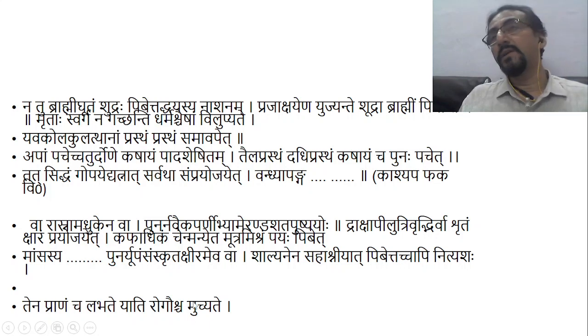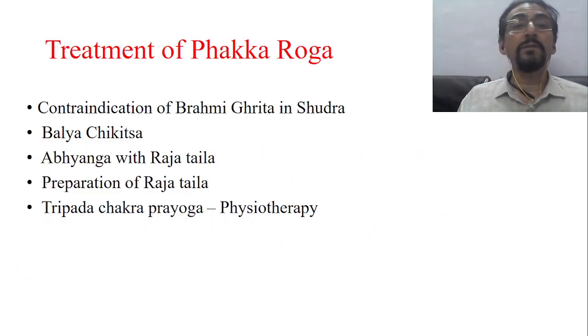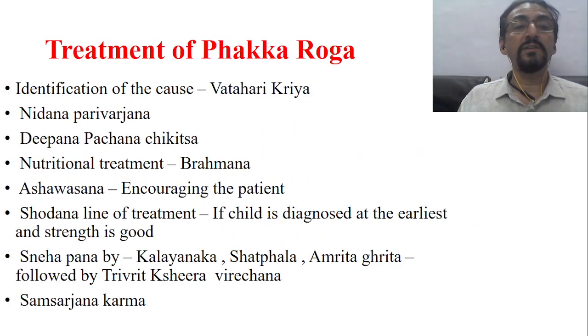So like this, for Kafadika Phakka Roga, Pittadika Phakka Roga, and Vatadika Phakka Roga, they have mentioned different types of treatments. When the Kafadika is there, they say more Mutra Mishra Payam Pibet, milk as well as Mutra, so like Tikshna Aushadhi should be given. For the Pitta, Draksha, Pilu, Trivrtadi, Shrutam, Ksharam, Kshiram Prayojeta. So for the Pitta dominant Phakka Roga, they have mentioned it. For the Vata dominant Phakka Roga, they have mentioned this particular treatment.